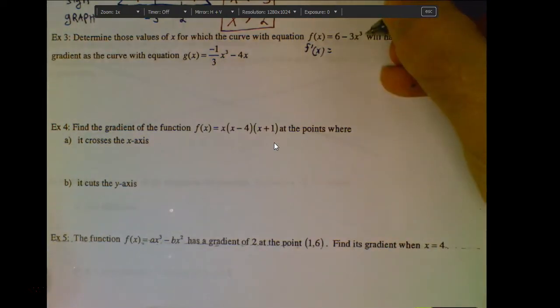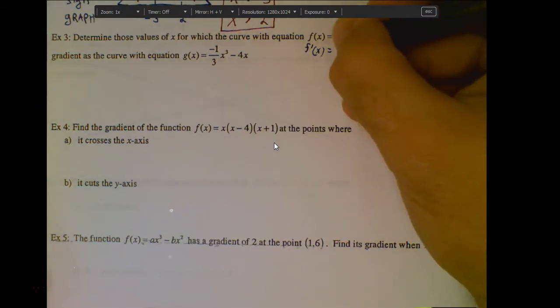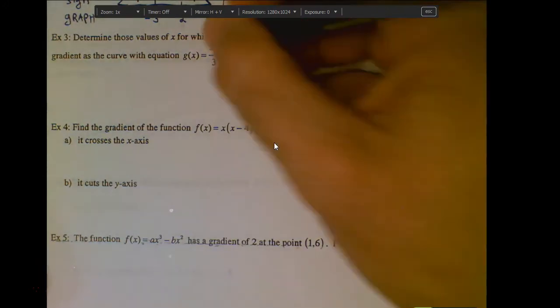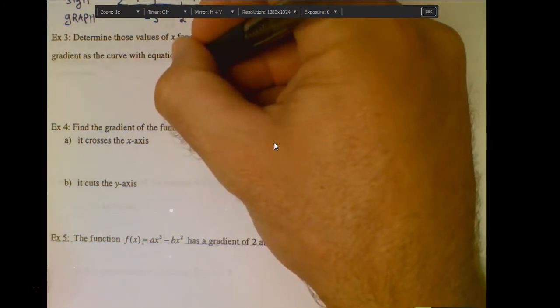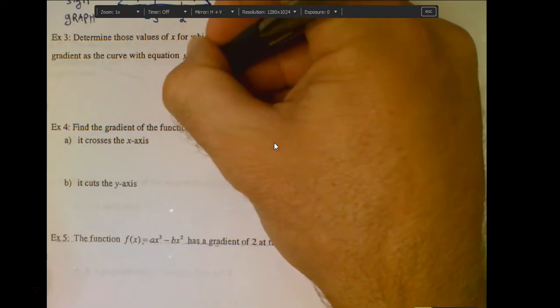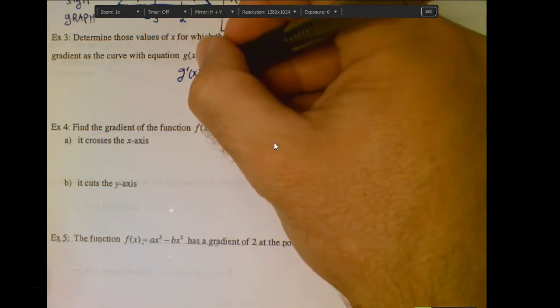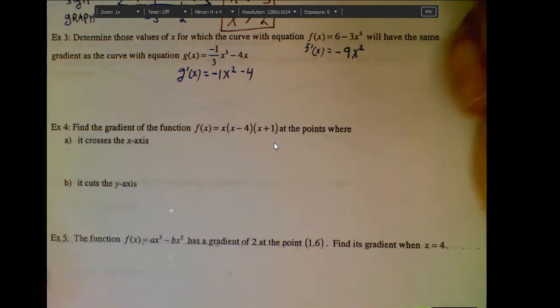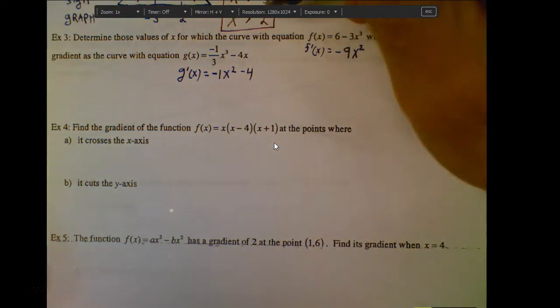Anyway, if I do my power rule on that, the constant goes away, and 3 times -3 is -9x squared. So there's the derivative for f of x. The derivative for g of x, using our power rule, would be -1 to the second minus 4. Well, where do they have the same gradient?